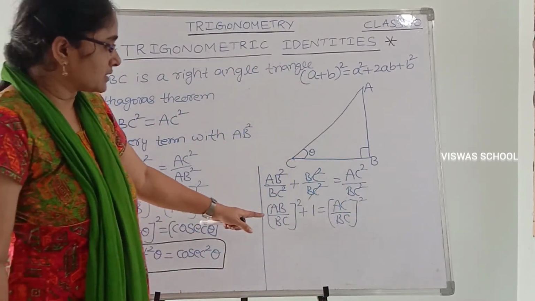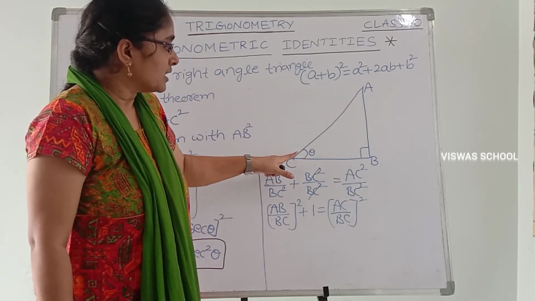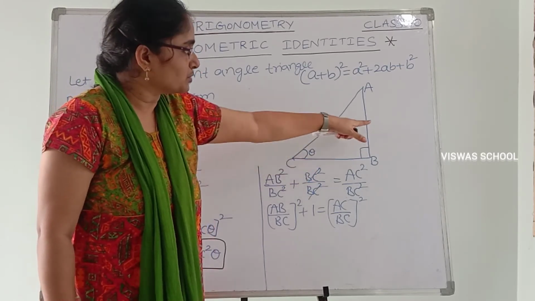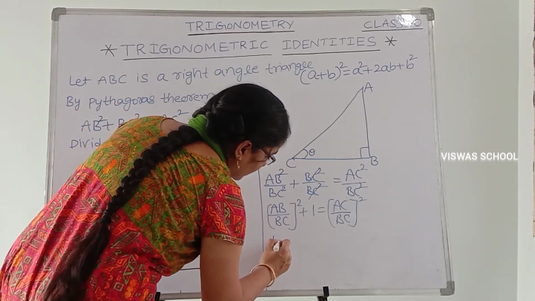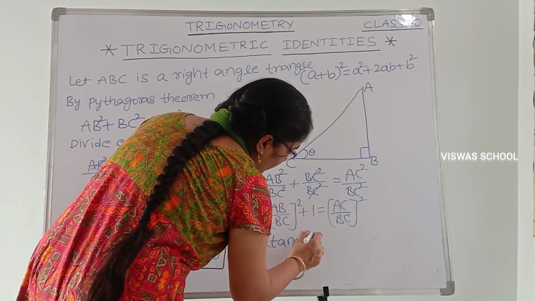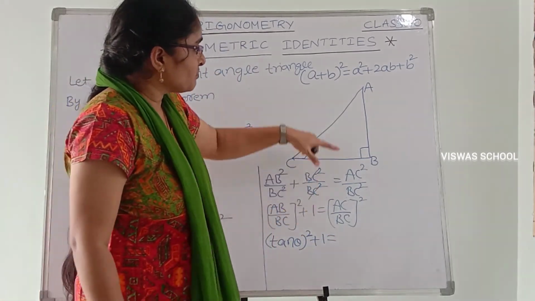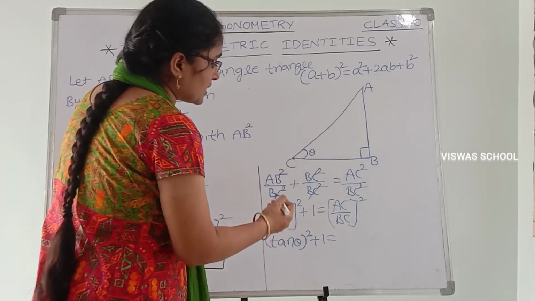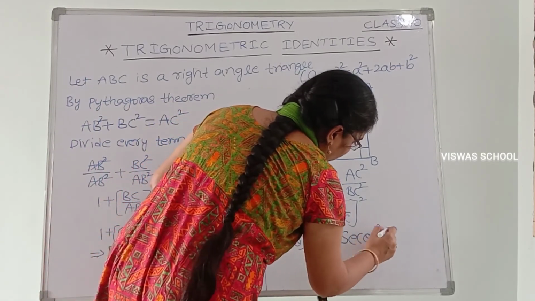Once you see what is AB by BC, that is opposite to theta by adjacent to theta. Opposite to theta by adjacent to theta means it is equals to what? Tan theta. That is tan theta whole square plus 1. It is equals to AC by BC. That is, this is the hypotenuse and BC is the adjacent to theta. That means it is equals to what? Secant theta. Secant theta whole square.